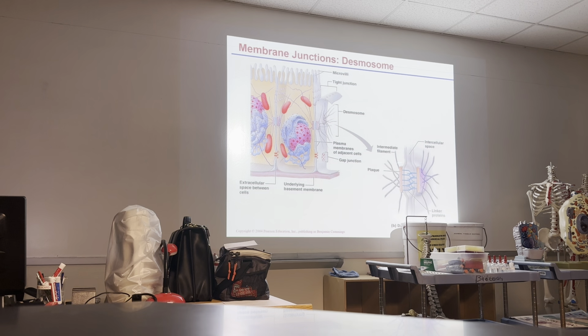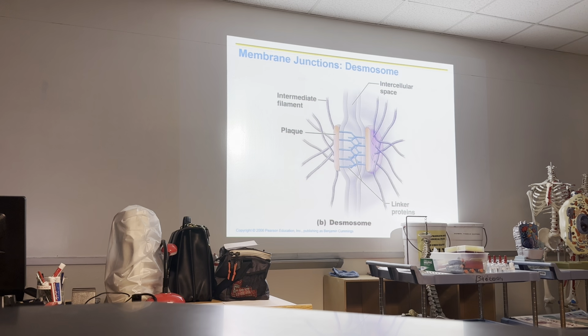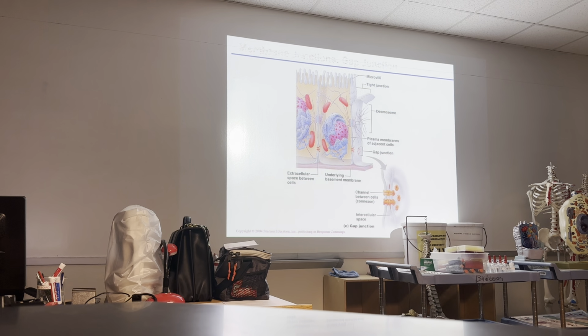Then what are these? Desmosomes. What do they do? Anchor. Look, they anchor, like linker proteins. Another picture, linker protein. See how they anchor? Then you got the gap junction. Look at these pores, these channels. Write this down: the channels between cells are called connexons.